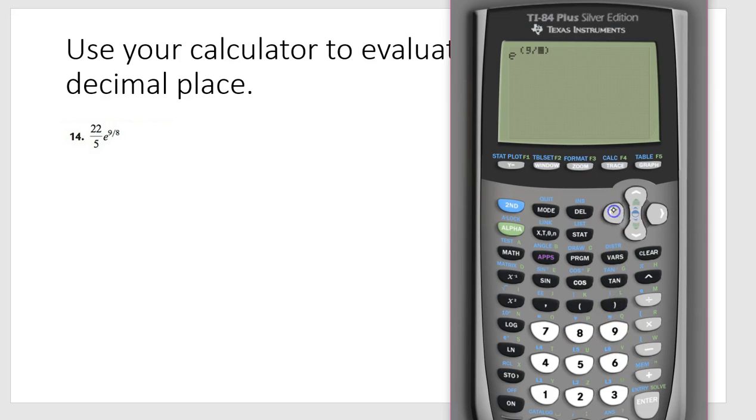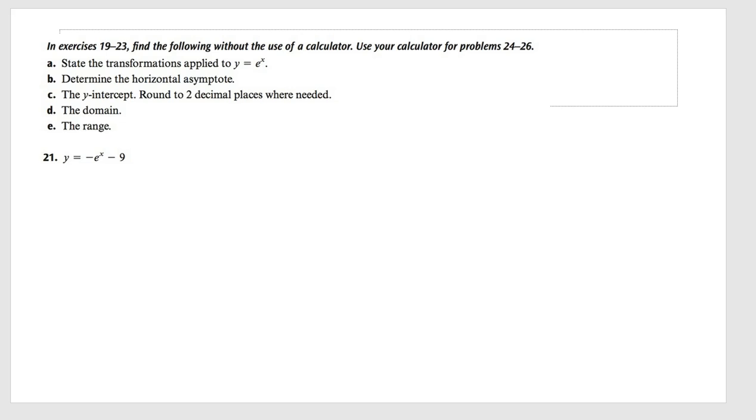Okay, and I forgot. Let's go and stick in the very front here. I'm going to back mine up and insert 22/5. Okay, and we're going to multiply that. And we'll get 13.553.